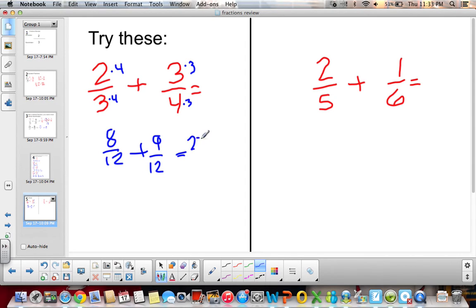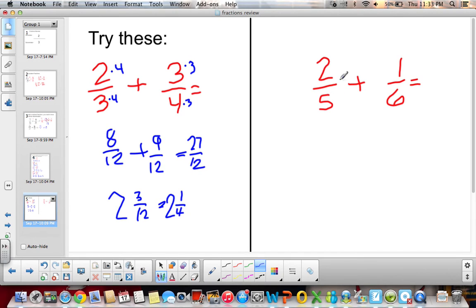equals 27/12. 12 can go into 27 twice, so 12 times 2 is 24. So 2, and then we have 3 left over, so 2 and 3/12, and then I have 2 and 1/4 is my answer.